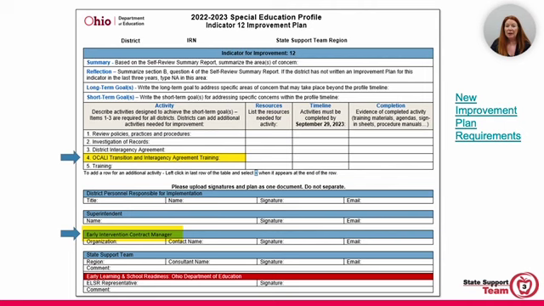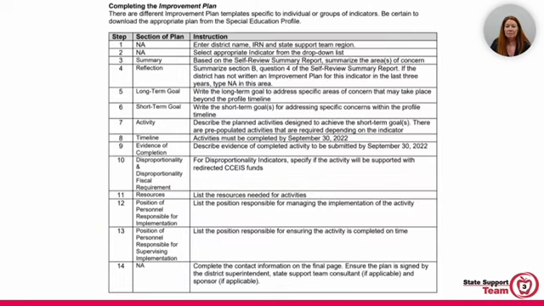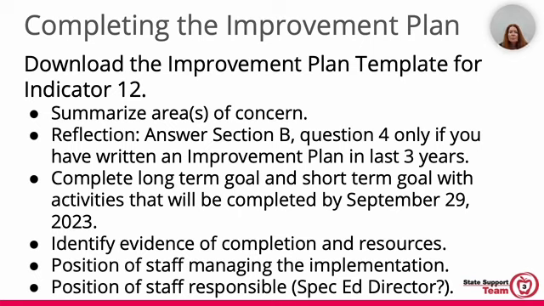Here's a screenshot of the Indicator 12 improvement plan. These are the directions for completing the improvement plan. When completing the improvement plan, ensure that you have downloaded the improvement plan template for Indicator 12. First, summarize the area of concern. For the reflection, answer Section B, Question 4 only if you have a non-compliance and have written an improvement plan in the last 3 years. Complete the long-term goal and the short-term goal with accompanying activities.